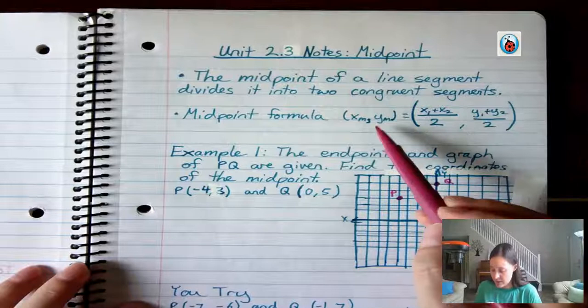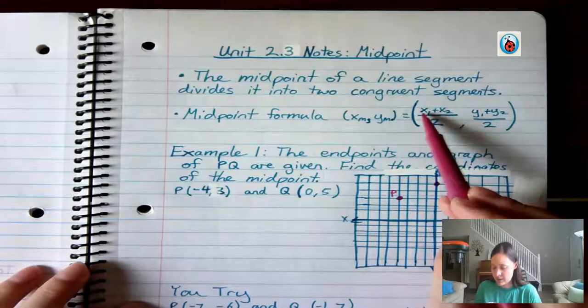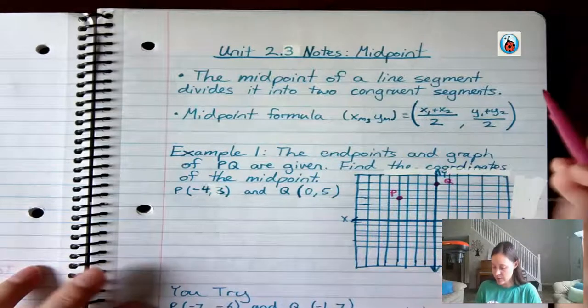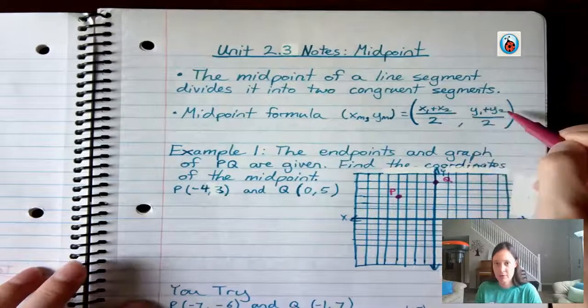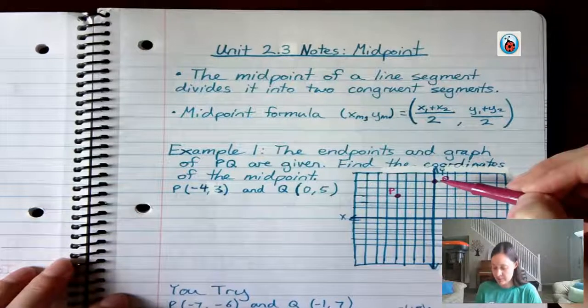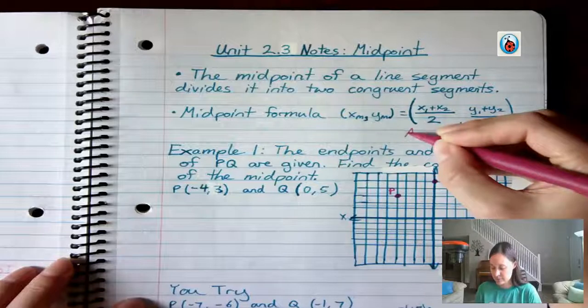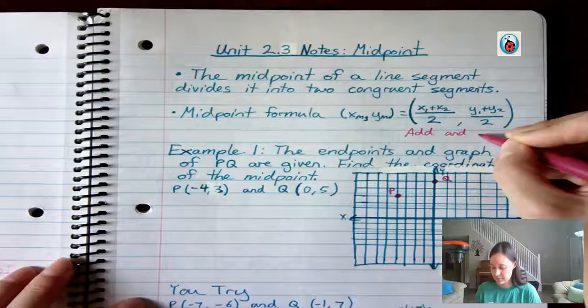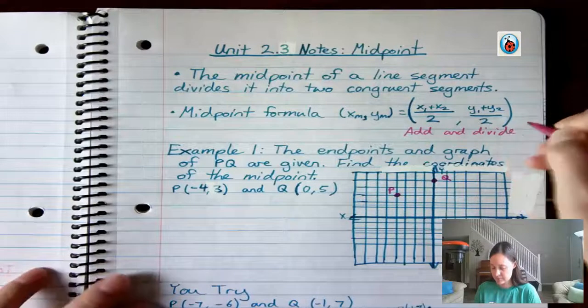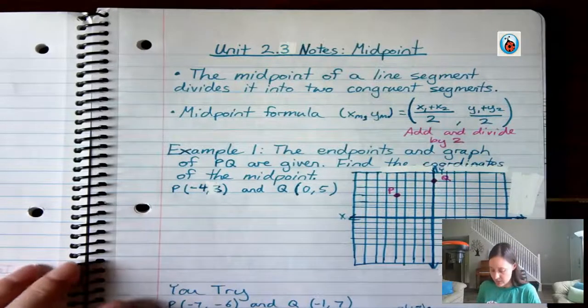Midpoint formula: to find the exact middle of each x and y coordinate, we just add them together and divide by 2. So if you like algebra, here's the algebra formula. If you don't like algebra, remember, to find the middle, you just add them together and divide by 2. So that's the simple way to remember it.